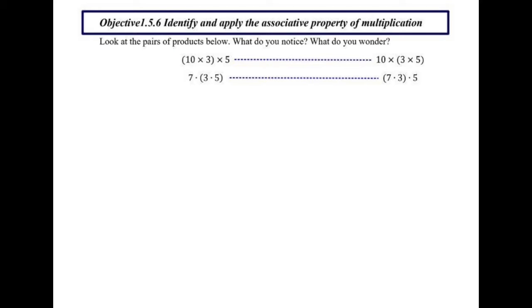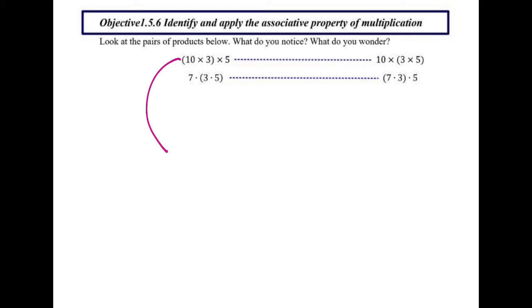Okay, same thing on the next one. 7, 3, 5, 7, 3, 5. Here the 7 and the 3 are in the parentheses, and here the 3 and the 5 are in parentheses. Okay, using order of operations to actually figure this out so you can see how it is the same.